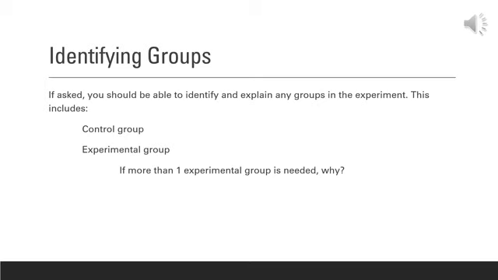You should also be able to identify groups, whether this is asked in a specific component of the question or whether you include it in the methods section. You should be able to identify the control group. What are they and why do you have one? You should also be able to identify the experimental group. In some experiments and designs, it may require you to have more than one experimental group. If you should have more than one, why? And then identify them specifically.